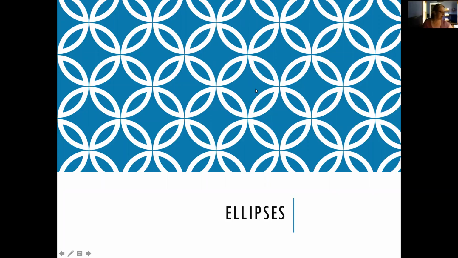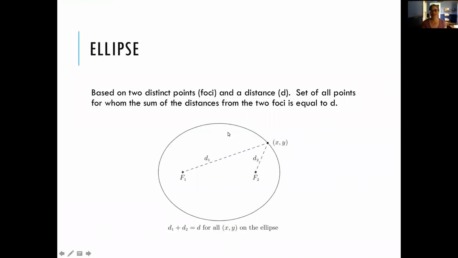We're going to continue our conversation about conic sections by talking about ellipses today. Now, ellipse is a mathematical way of saying oval, so don't let it confuse you too much. Ellipse just means oval. But there is a very specific mathematical definition for an ellipse.